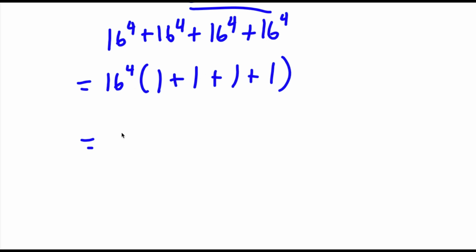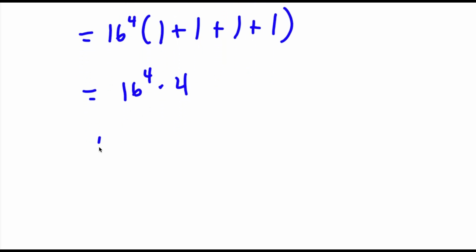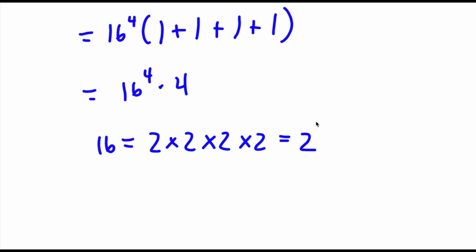Now, if I simplify from the parentheses, I get 16 to the power of 4 times 1 plus 1 is 2, 2 plus 1 is 3, 3 plus 1 is 4. So I have 16 to the power of 4 times 4. Now 16 here, this is equal to 2 times 2 times 2 times 2. And 2 multiplying by itself 4 times, that's the same thing as 2 to the power of 4, right? Meaning 16 is the same thing as 2 to the power of 4.